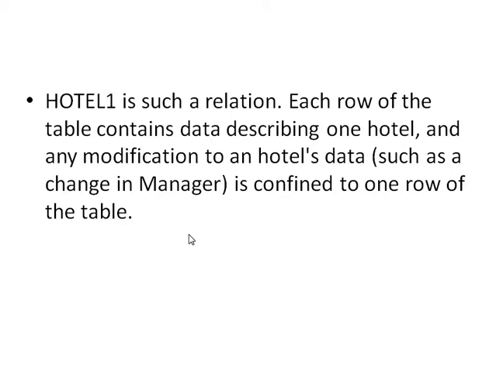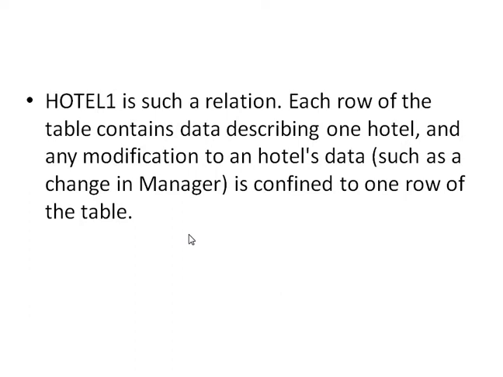In the previous video we have seen how Hotel 1 is structured and what it contains, how many columns it contains, which is the primary key, and how other attributes are related to the primary key. So in this, Hotel 1 is such a well structured relation.